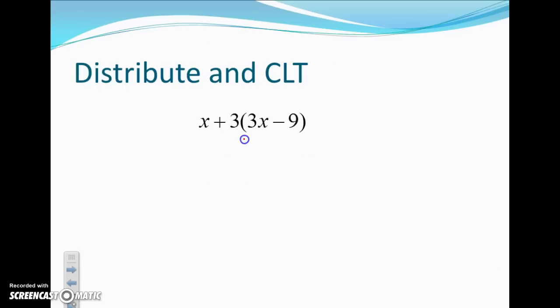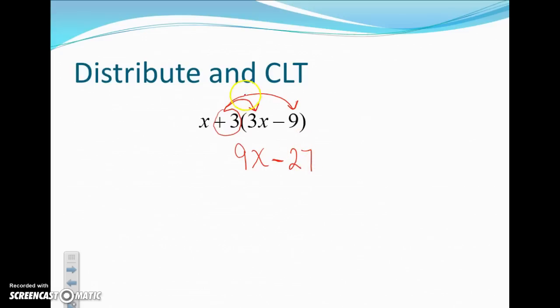Do I distribute x or 3? In this case, what's attached to the parentheses, which is 3, that's the number that we need to distribute. But you have to be extra careful because this time it's plus 3. So we have to distribute positive 3 to both 3x and 9. Now, so 3 times 3x is 9x. Bring down the minus. 3 times 9 is 27.